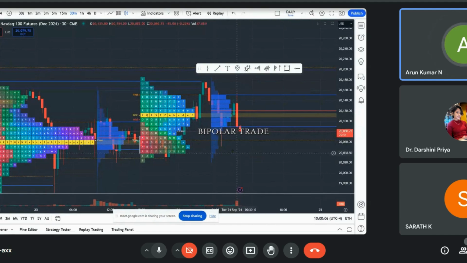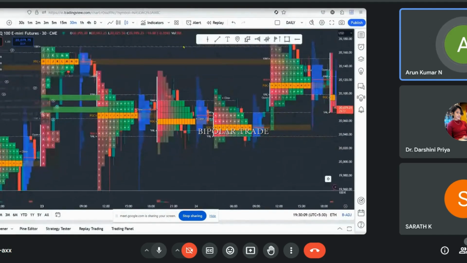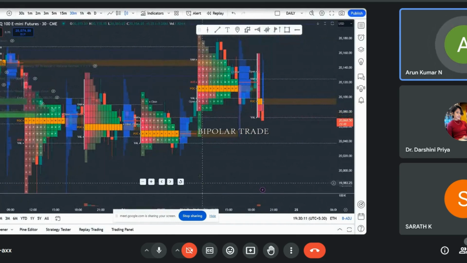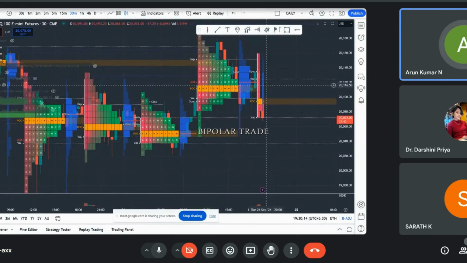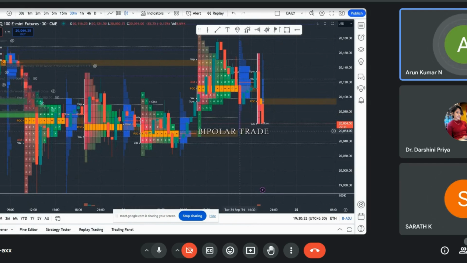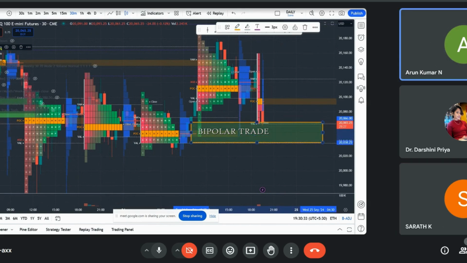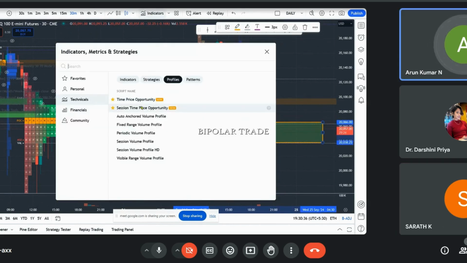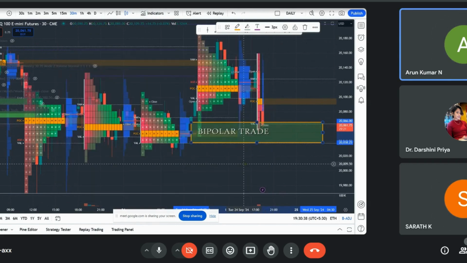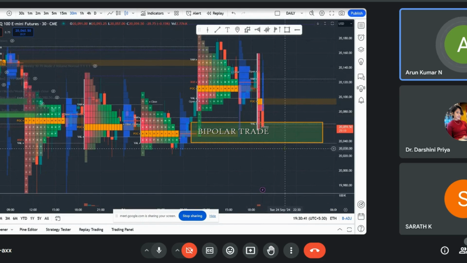And where it took support, I'll go to the split profile. These are the multiple split profiles: Asia, London, and current is New York. You can see exactly by 11 TPO, something around 4:30, it took support at the Asia POC and bounced back up again. Session-wise also you can see here. There is a setting called session TPO. So this was my second entry. First entry was in the morning.